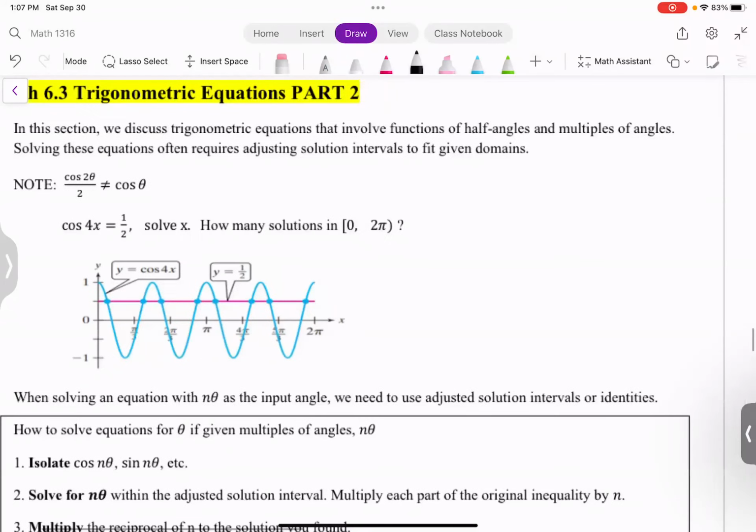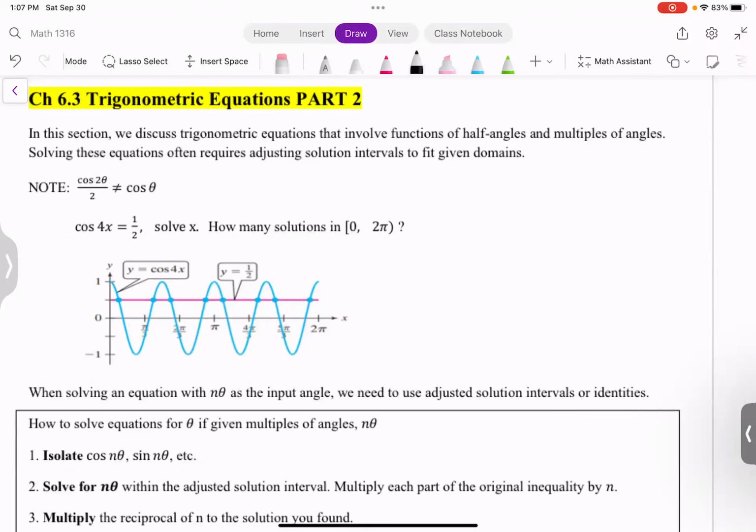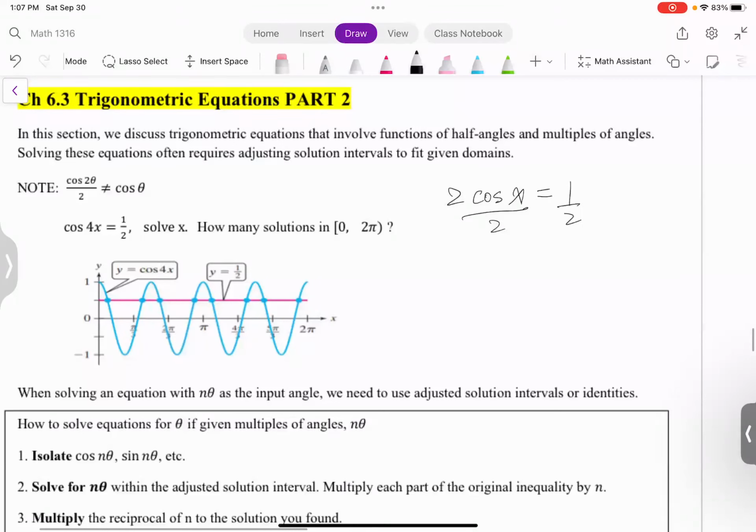In 6.2, we learned how to solve, for example, 2 cosine x equals 1: isolate cosine x equals 1/2, and solve for x. Now we do not have x, we have 2x, and we solve for 2x, then solve for x from the 2x. Maybe we have x over 3, and we need to solve for x from these equations. All right, let's see the first example.